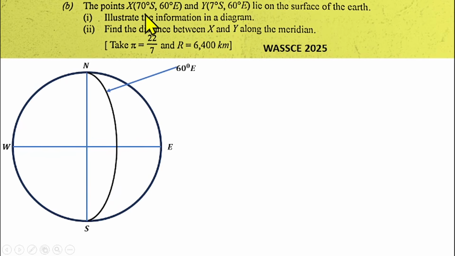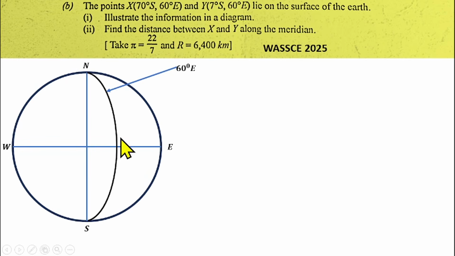Then point X and point Y are on different latitudes, 70 degrees south and 7 degrees south, but in the same hemisphere, which is south. So if you want to find the angular distance between them, what can we do? You are going to subtract these angles, and that gives us 70 minus 7. That will give us 63 degrees for the angular difference.